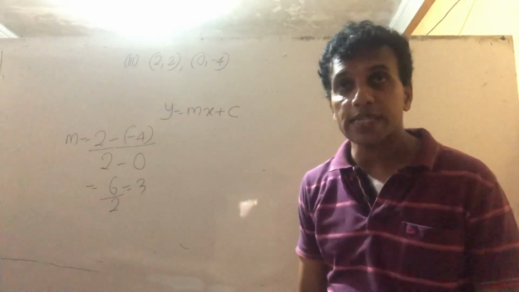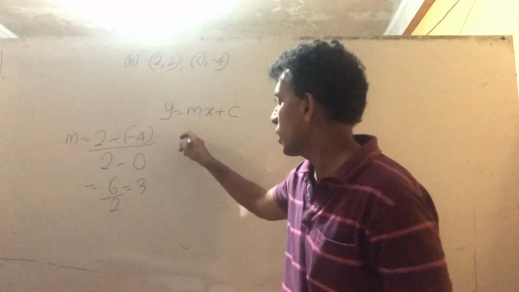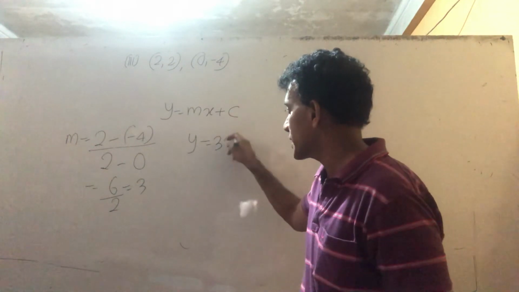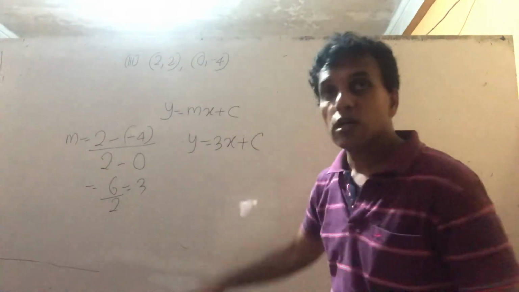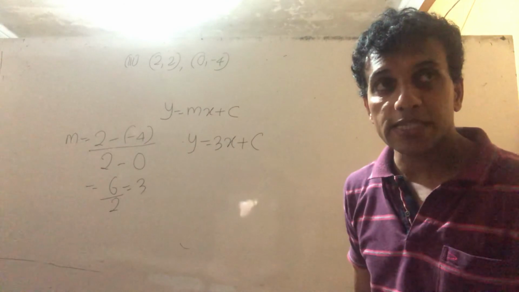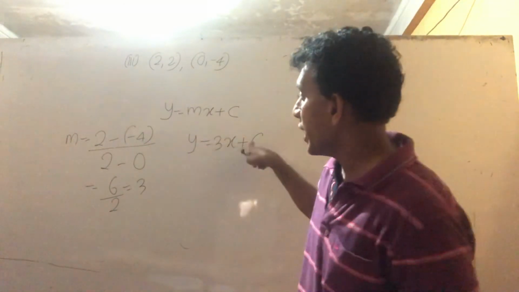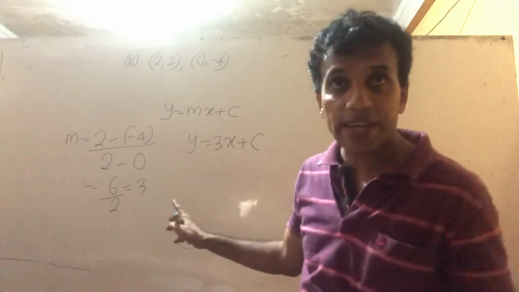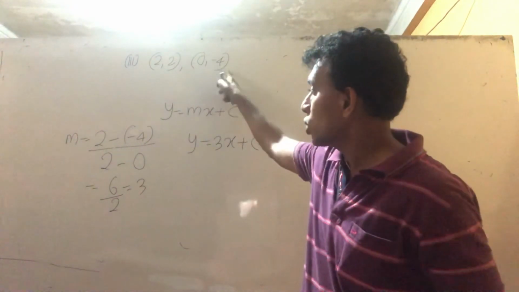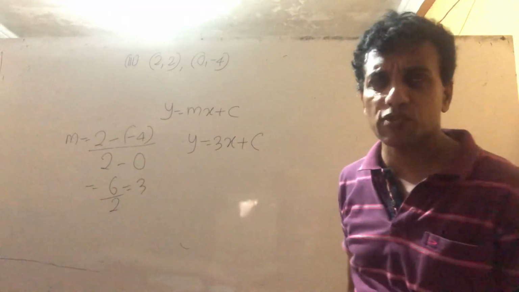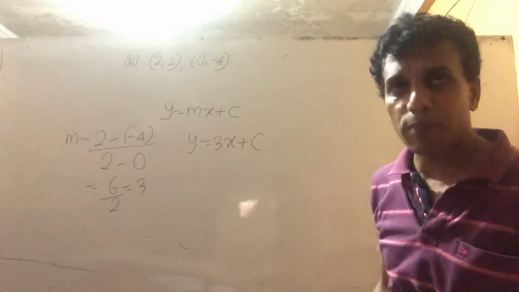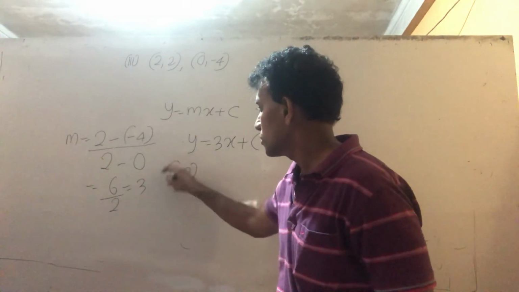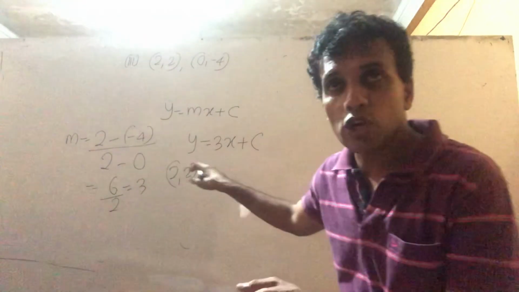Now we have to find the c value. Come to the equation: y = 3x + c. Now how to calculate this c value? This straight line passes through 2 comma 2, therefore 2 comma 2 satisfies the equation. Or you can apply 0 comma minus 4 also. You select any value you apply. I take 2 comma 2 and put it here.